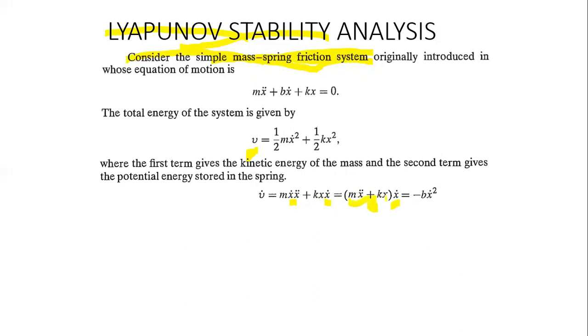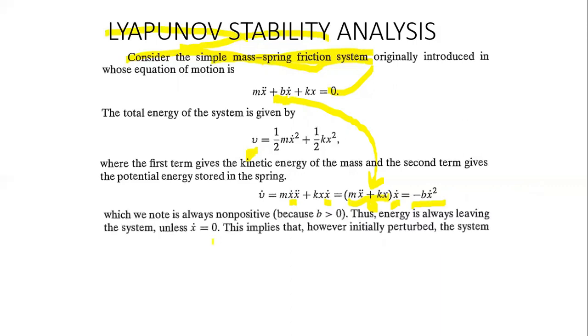You know that from the equation, m x double dot plus k x is equal to minus b x dot. So put minus b x dot in place of m x double dot plus k x, and as a result you will get U dot equal to minus b x dot square. Since b is a positive quantity, and we are taking the square of the velocity x dot, this b times x dot square as a whole is a positive quantity.